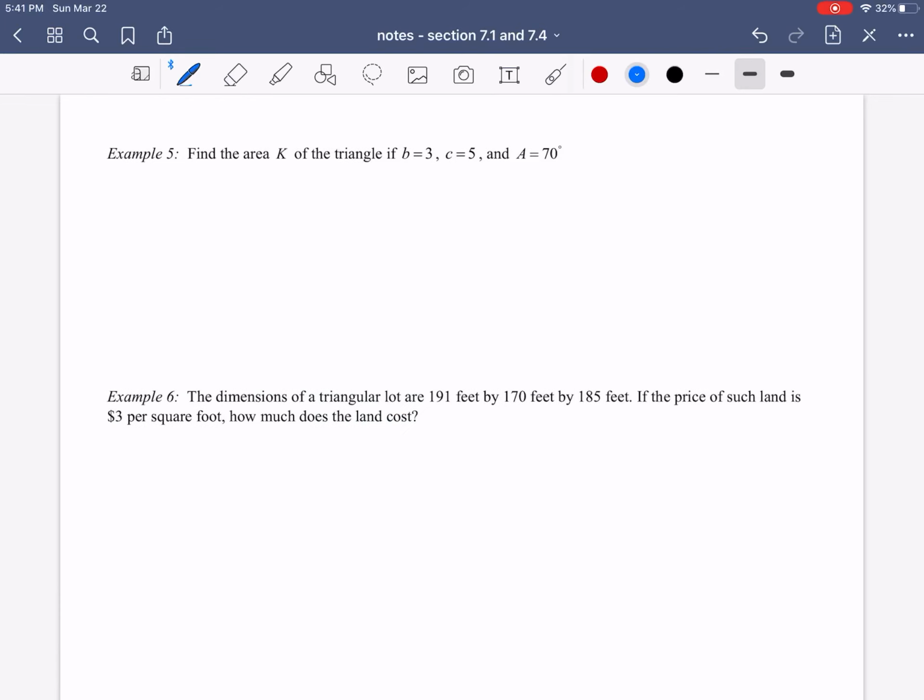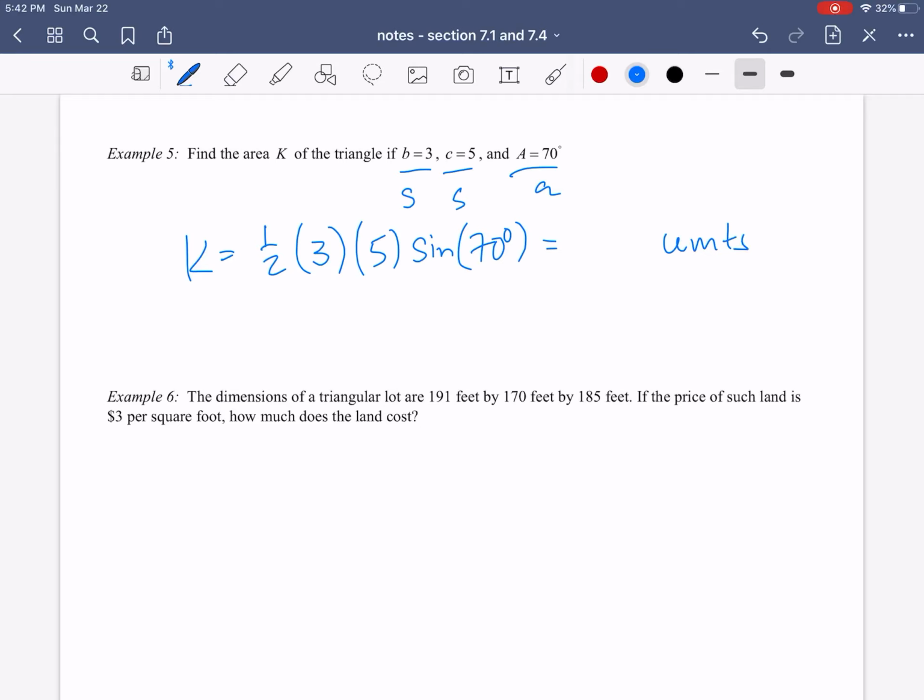Okay, example 5, we're not given a picture, but we are given the information. So B is 3, C is 5, and capital A is 70. In that case, we've been given 2 sides and an angle, which means that we're going to use our first formula, which says 1/2 times side 1, which is 3, times side 2, which is 5, times the sine of 70 degrees. To be perfectly honest with you, I don't have my calculator sitting right next to me, so I'm not going to be able to tell you what the decimal value of that is, but you guys can certainly do that by yourself.